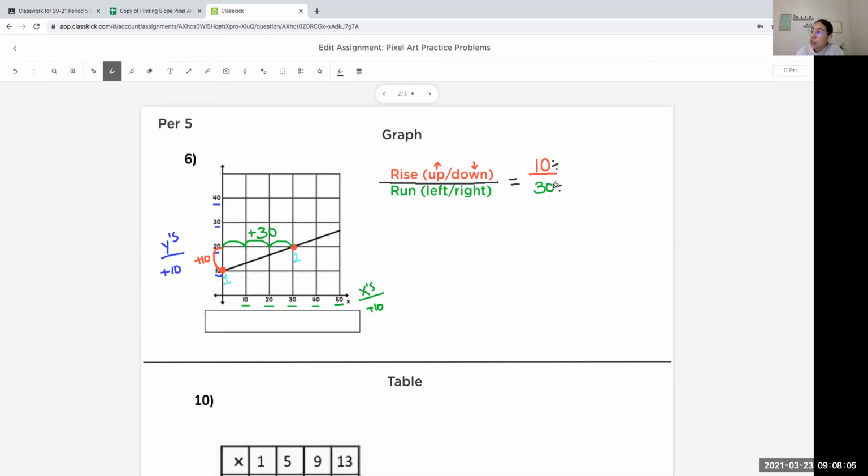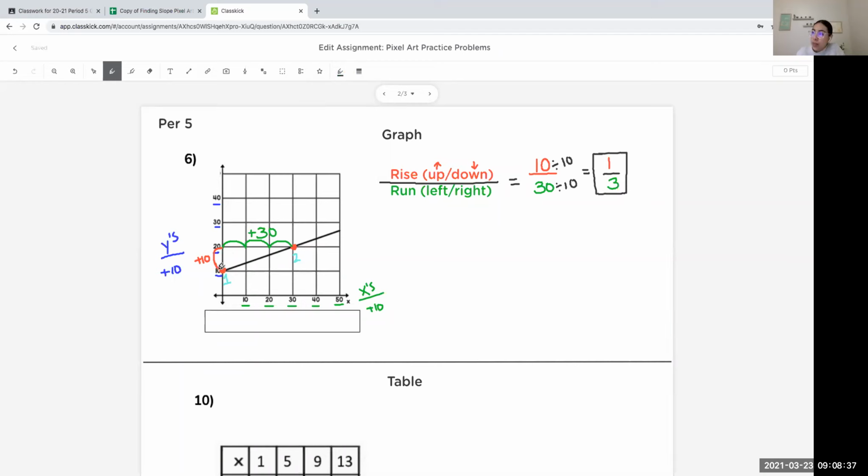So when I see these two numbers, I know they both end in 0. So that means I'm pretty sure I can divide both of these by 10. When I do that, I get 10 divided by 10 is 1. And 30 divided by 10 is 3. So the slope for this line is 1/3.